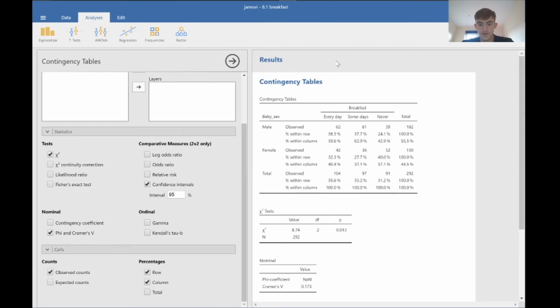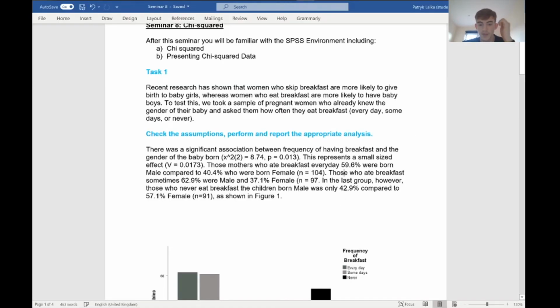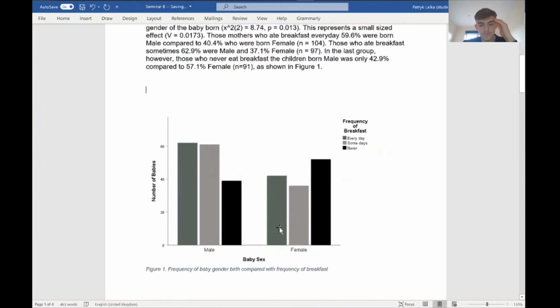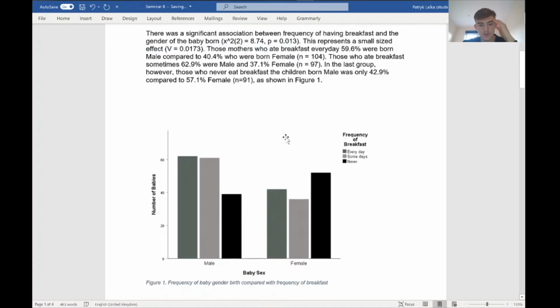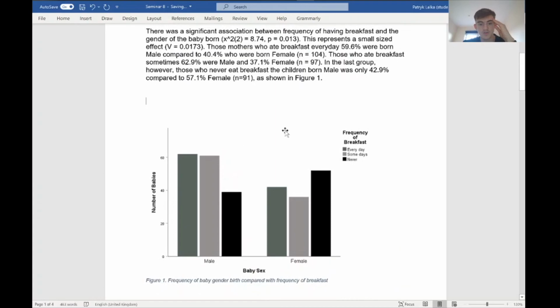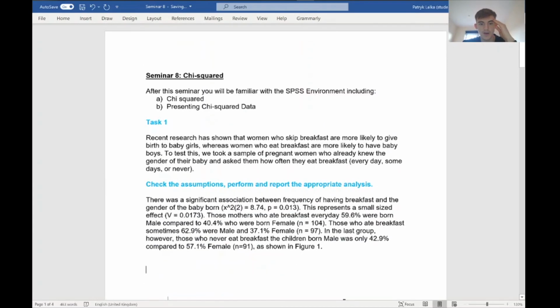And again, I just did that for the other two groups. Of those who had breakfast some days, it was 62.9% male and 37.1% female, and that was 97 babies. And in the last group it was 42.9% compared to 57.1% in the females, as we saw, and you can see it in this graph. It's not the best graph. It's also not the most practical to do in Jamovi, so Excel is probably the one for that. So that's basically it on how to do chi-squared.